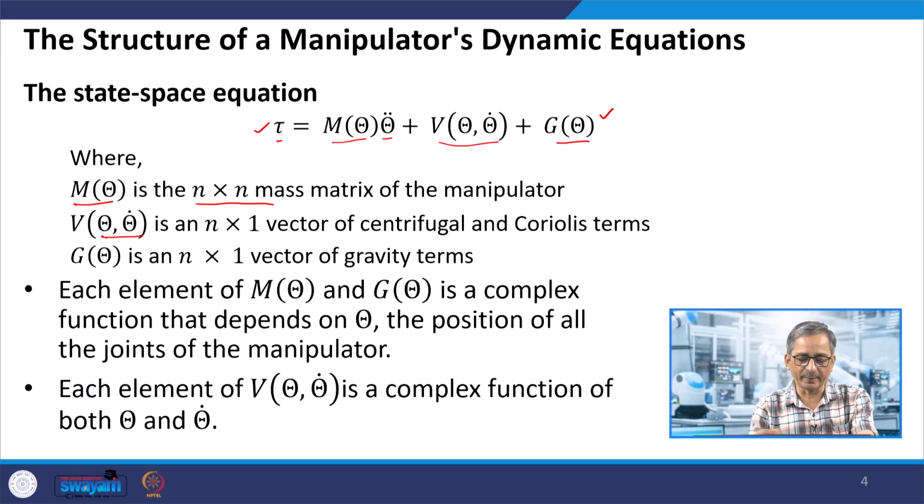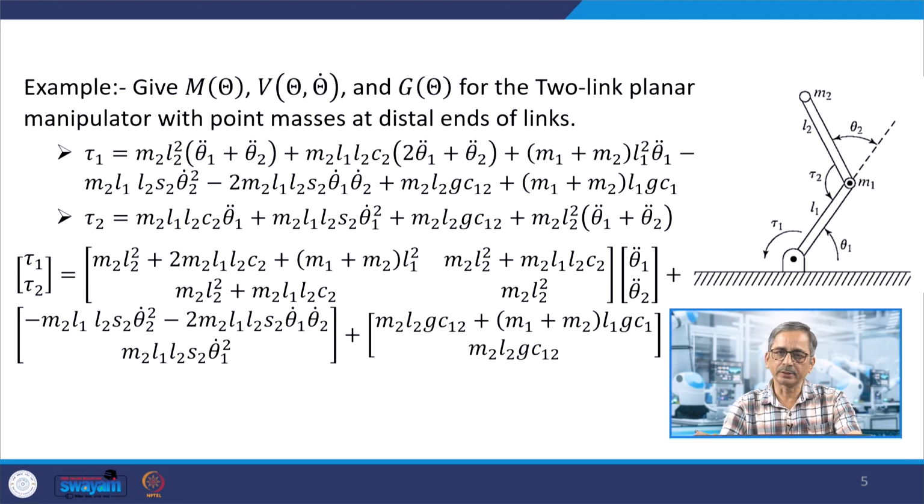So, the mass matrix is a function of theta, the centrifugal and Coriolis vector is a function of theta and theta dot, and the gravity vector is a function of theta. Each element of M(theta) and G(theta) is a complex function that depends on the position of all the joints of the manipulator. Each element of V(theta, theta dot) is a complex function of both theta and theta dot. Let us look at the same example which we have seen previously.